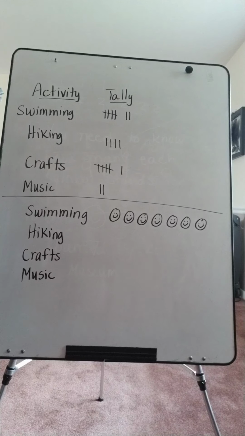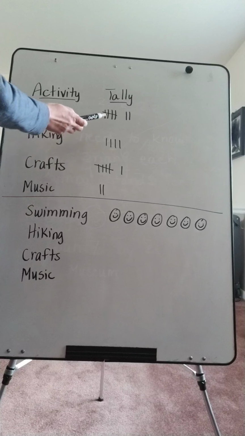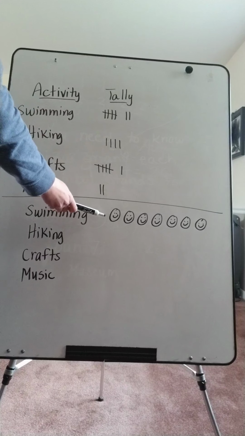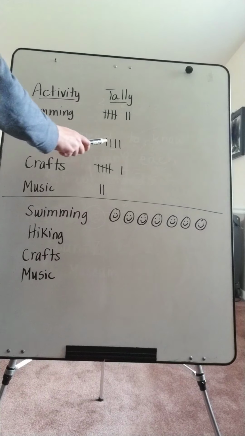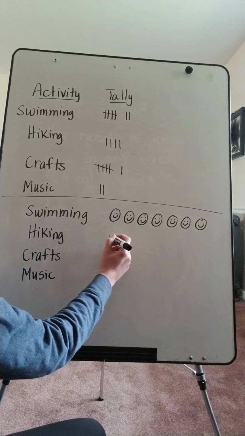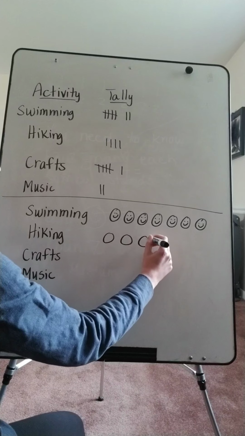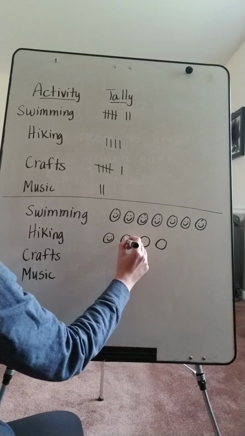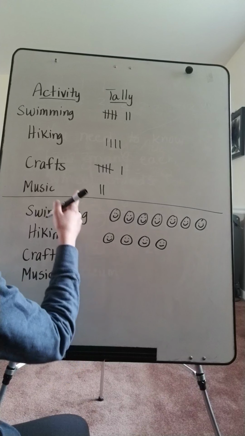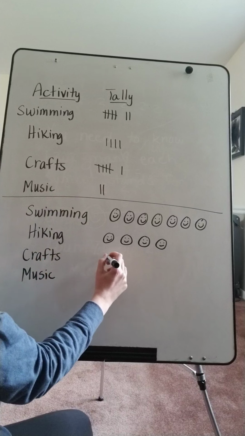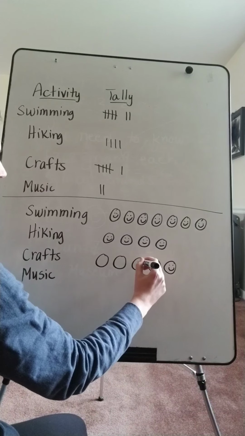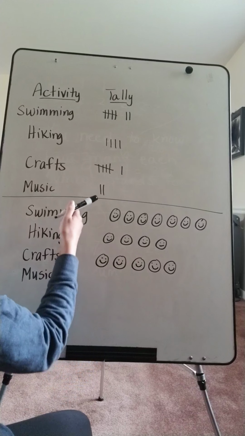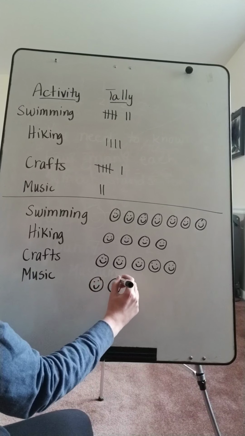So at the bottom of our picture graph, it says that each smiley face stands for 1 friend. So we know that the 7 kids chose swimming. So they gave you 7 smiley faces next to swimming. 4 kids chose hiking. So let's put 4 smiley faces next to hiking. 5 kids chose crafts. So let's put 5 smiley faces next to crafts and 2 next to music.